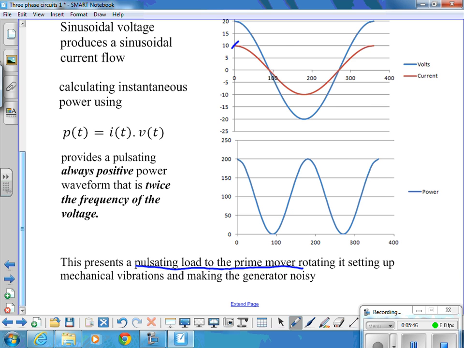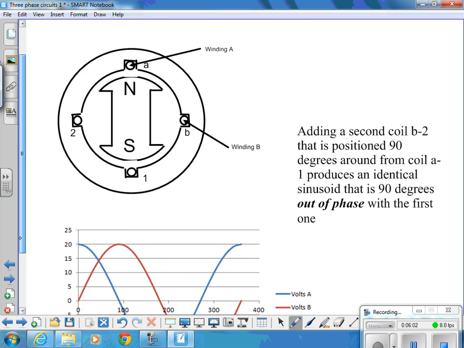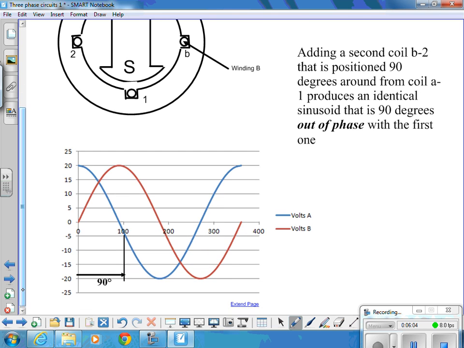So if we then consider what happens if we add a second coil, coil B-2, positioned 90 degrees around from coil A-1, it produces an identical sine wave 90 degrees out of phase with the other one. So the blue one there is the voltage from coil A, the red one the voltage from coil B, 90 degrees out of phase with each other.